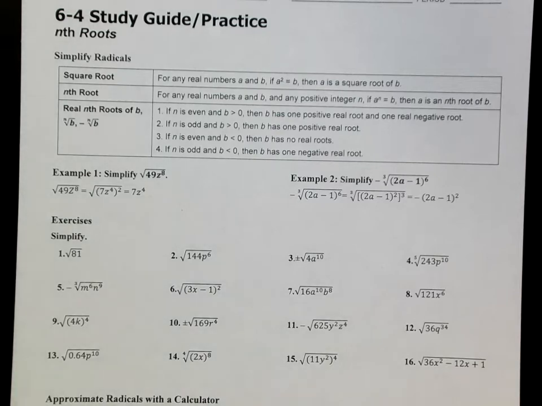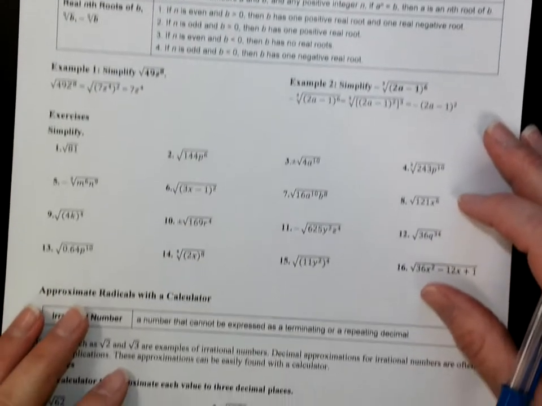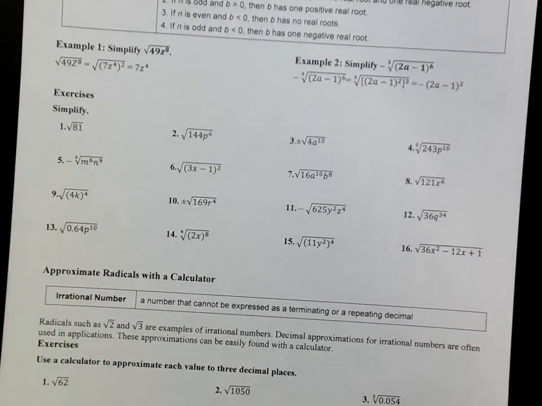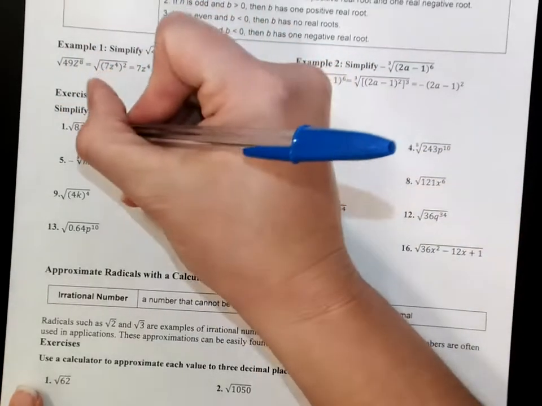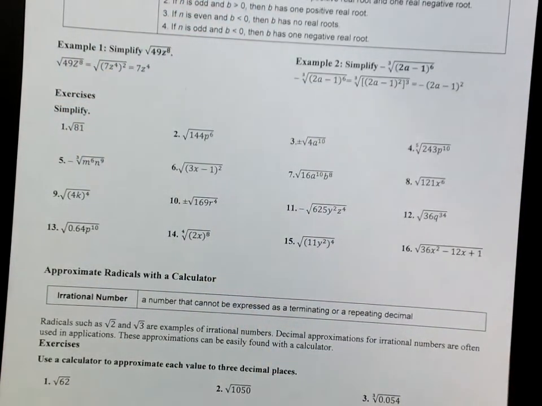All right, looking at different types of roots. We've actually already done a little bit of this, but we're just going to go ahead and do it again. First of all, when you're just simplifying, remember what you're actually doing is going through and factor treeing it out and looking for pairs and stuff. But fortunately, a lot of these work out where they're already perfect roots.